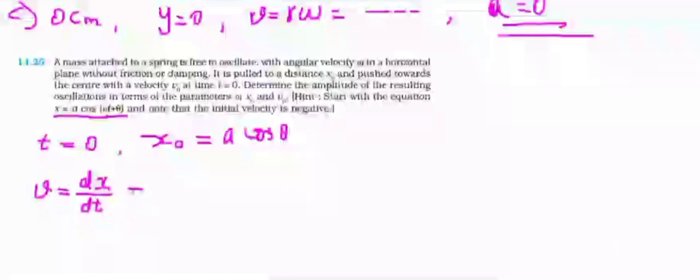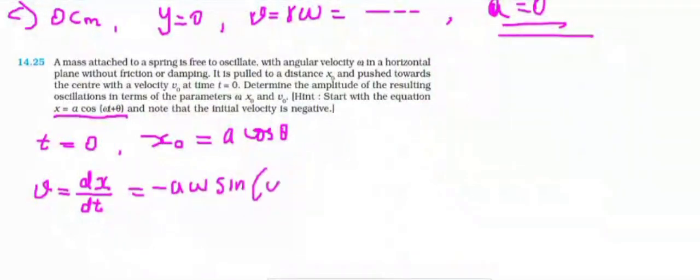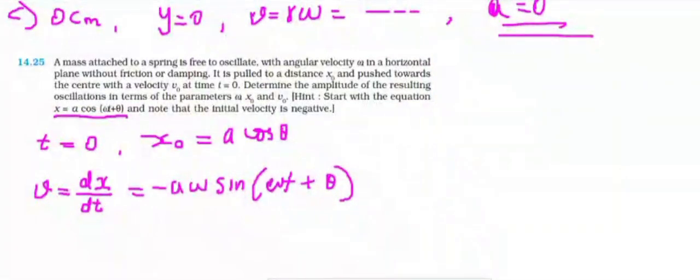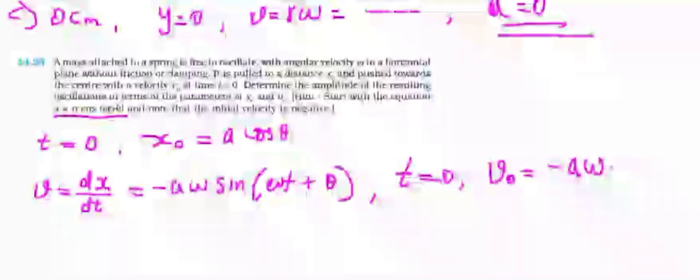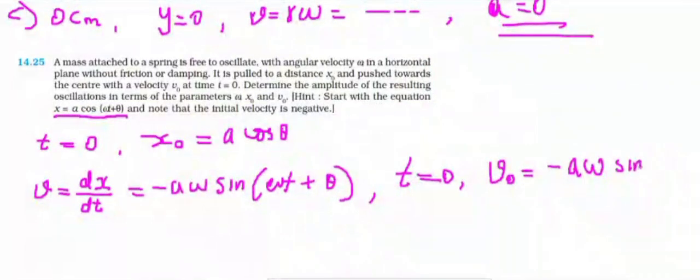dx by dt is equal to, you will get minus a omega sine(omega t plus theta). When you differentiate cos(omega t plus theta), you will get minus sine(omega t plus theta). Again, you have to differentiate omega t, then you will get omega. Then in this equation, take time t equal to 0. When you take time t equal to 0, question says that velocity will be v0 at that situation. So you will get minus a omega sine theta when t equal to 0.